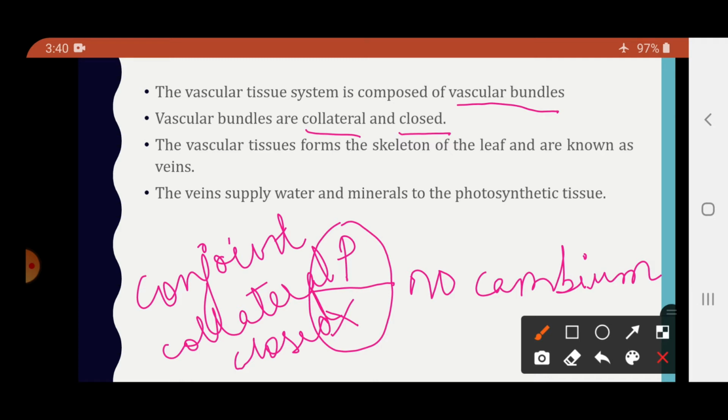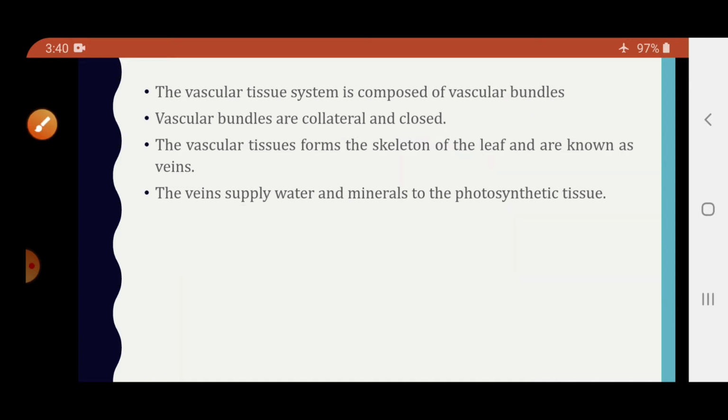The vascular tissue forms the skeleton of the leaf and is known as the veins. So, basically where are vascular bundles present within the leaf? They are present within the veins and they supply water and minerals to the photosynthetic tissues.